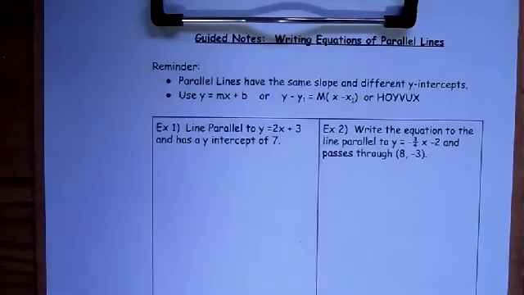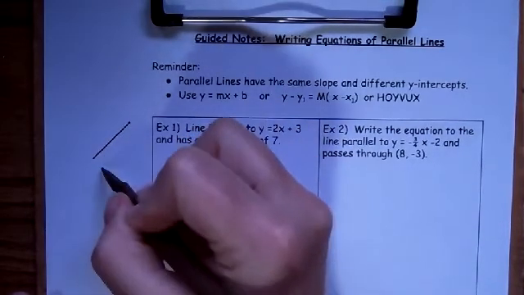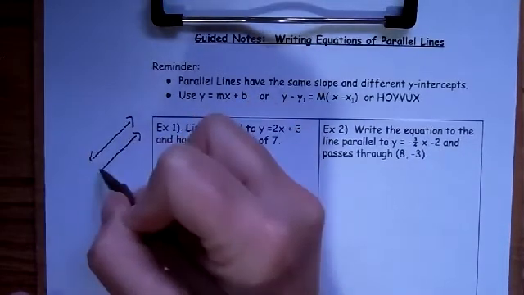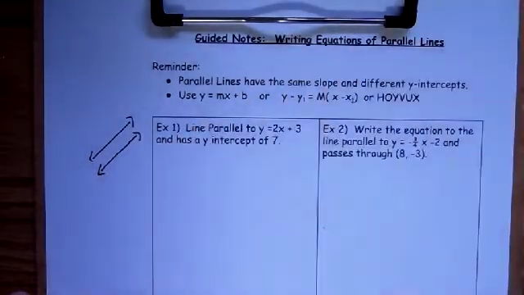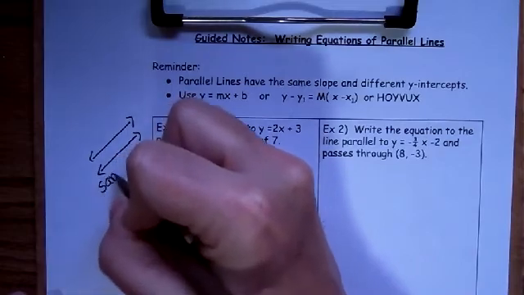In these notes today, we're going to be talking about how to write equations of parallel lines. Now, you know that parallel lines are two lines that never intersect at all. They never cross each other. So that means they stay equal distance apart. The main idea of parallel lines is the fact that you have the same slope.